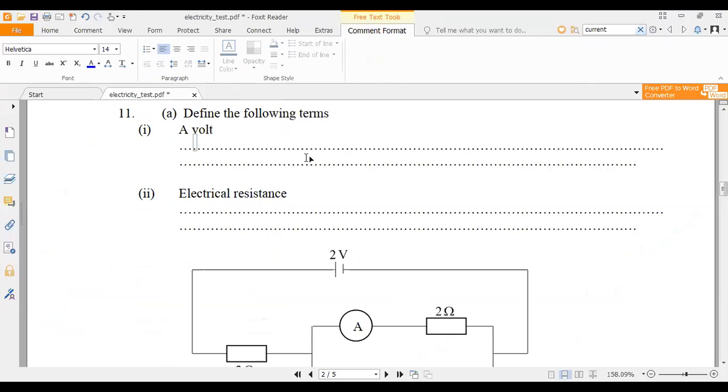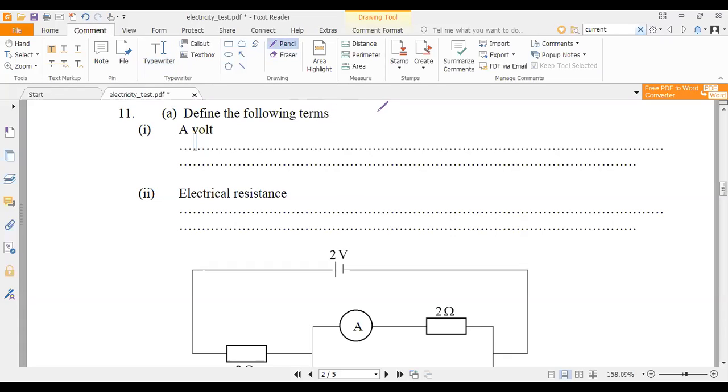So we all know that a volt is a measure of potential difference. Potential difference is measured in volts, and it is the work done moving 1 coulomb of charge from one point to another across a conductor. Current only flows when there is a potential difference between the ends of the conductor.